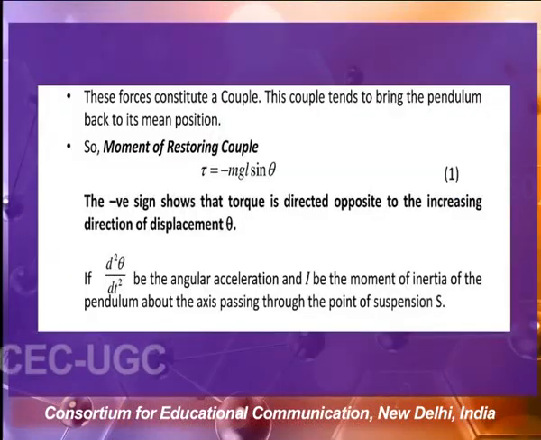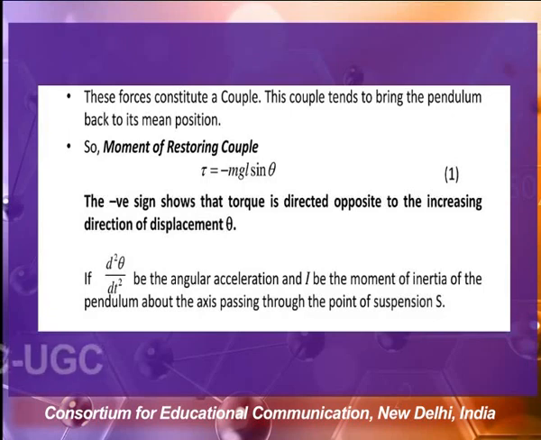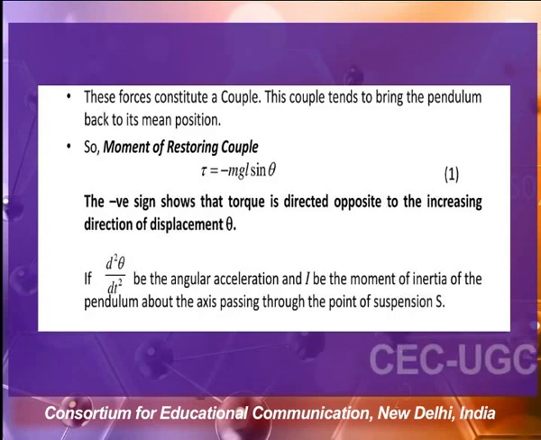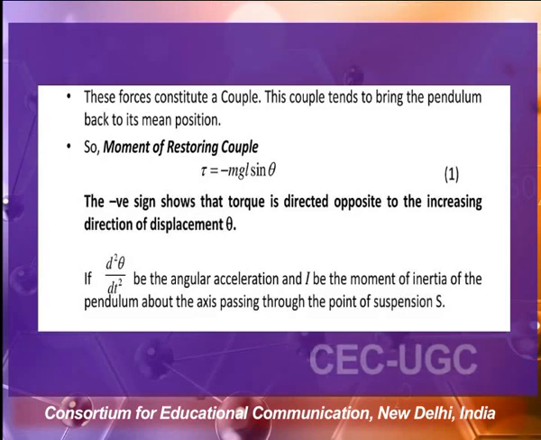So the following forces are acting on the body in the displaced position: weight of the body mg acting vertically downward at G', and the force of reaction equal to mg acting vertically upward at S. These forces constitute a couple, and this couple tends to bring the pendulum back to its mean position. So the moment of restoring couple is tau equals minus mgl sin theta. This is equation number 1. Why this negative sign? This negative sign shows that the torque is in the direction opposite to the increasing direction of displacement theta.